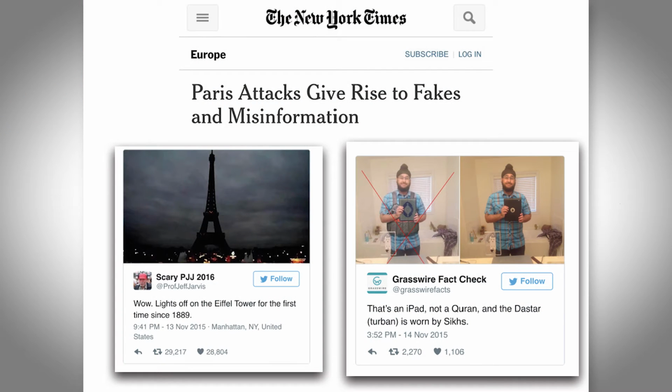But there is also negative. Whatever comes up doesn't mean it's true, right? A tweet that was tweeted 30,000 times said Paris has gone dark for the first time since 1889, which is not true. The Tour Eiffel goes dark many times. I think every night it goes dark except on weekends. It's not true, but 30,000 retweets, completely false.